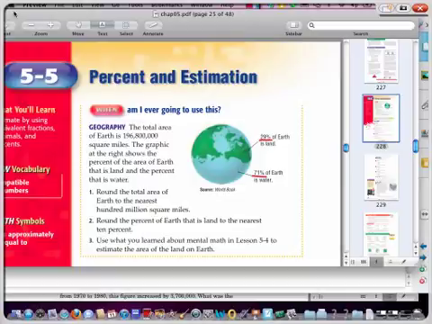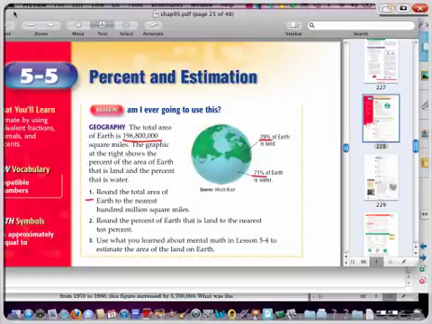And so what we want to do is try to estimate this out, because these are kind of difficult numbers: 196,800,000, 29%, 71%. Those aren't the best numbers to work with. But we don't always need to know exactly what everything is. So let's take a look at what we want to do.